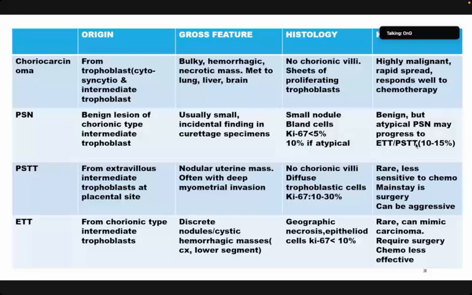And then the other classification that has been added is the placental site nodule, an incidental finding. It's benign, but it can progress to ETT and PSTT. PSTT and ETT are quite rare and they are less chemosensitive. So the mainstay treatment for these two types is surgery, and they can be quite aggressive.